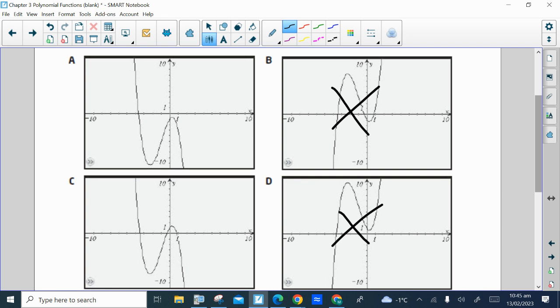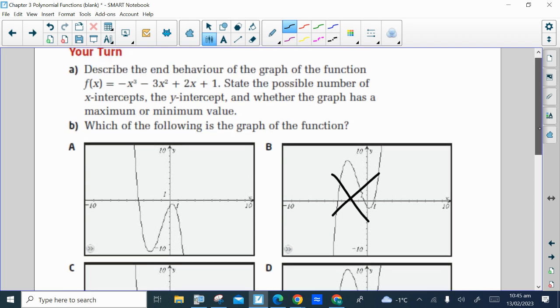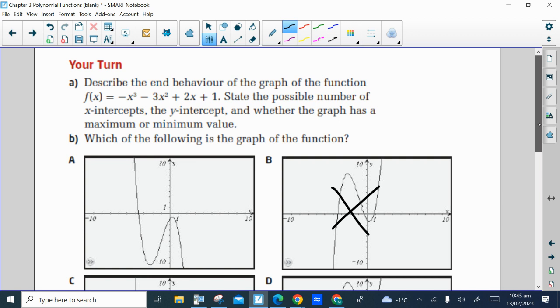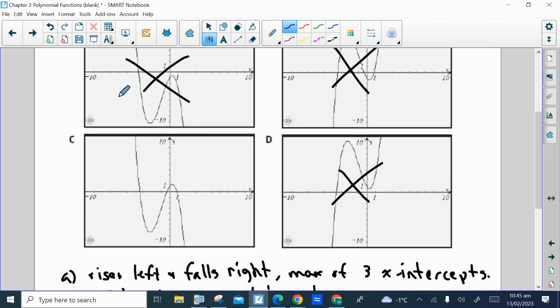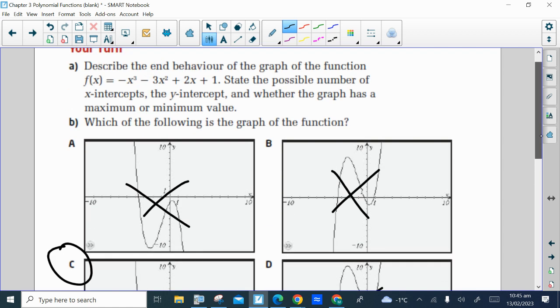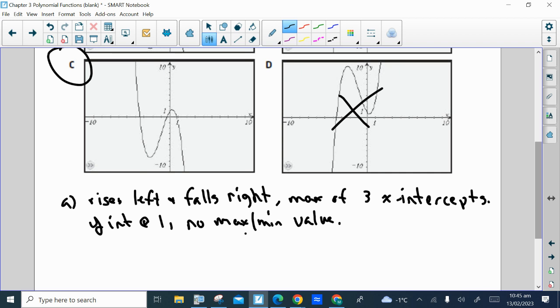But what is also different about these two graphs is where the y-intercept is. In graph A, the y-intercept is below the x-axis, which means it's negative. In graph C, it's above the x-axis, which means it's positive. And in this case, the y-intercept must be positive 1. So that makes graph C our answer. It has the correct y-intercept as well as the other correct characteristics. Okay?